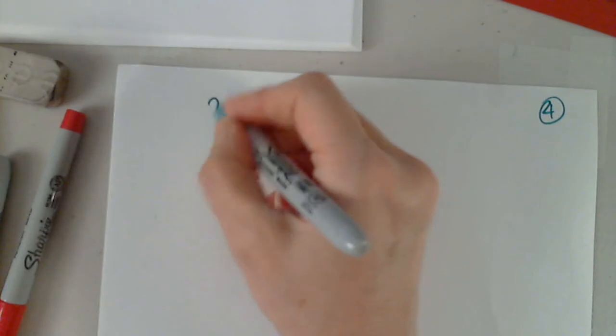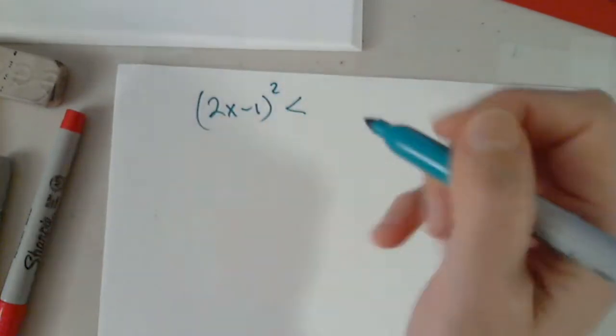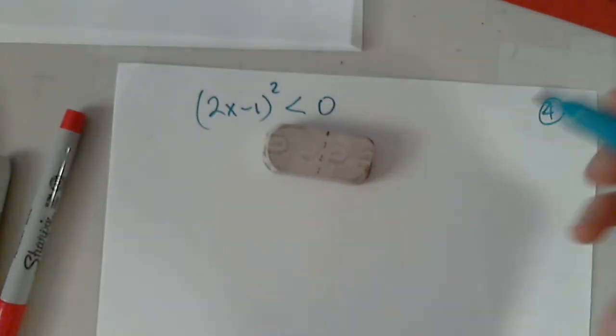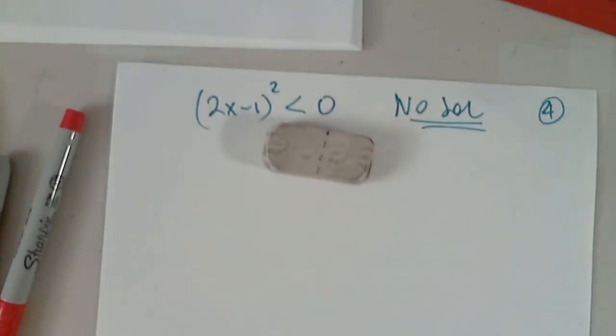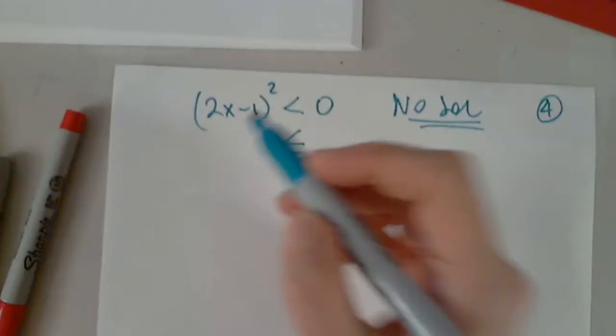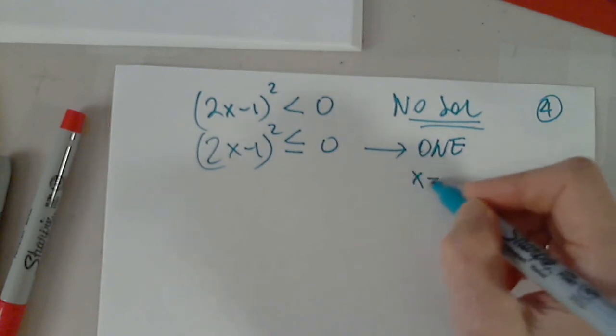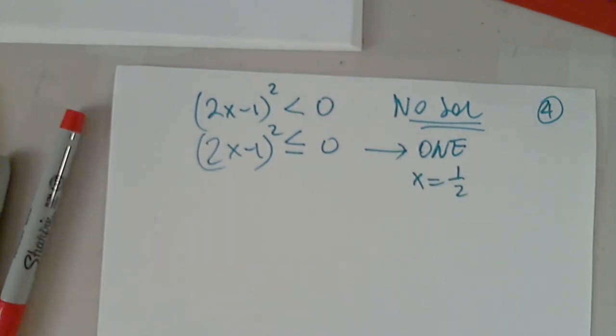Here is a last option for this. What if I have 2x minus 1 squared less than 0? I will say no solutions. Not possible for this to be negative, ever. But if I have 2x minus 1 squared less than or equal to 0, there is only one solution: x equals 1/2. So be very careful. These inequalities can be tricky. This was 28.